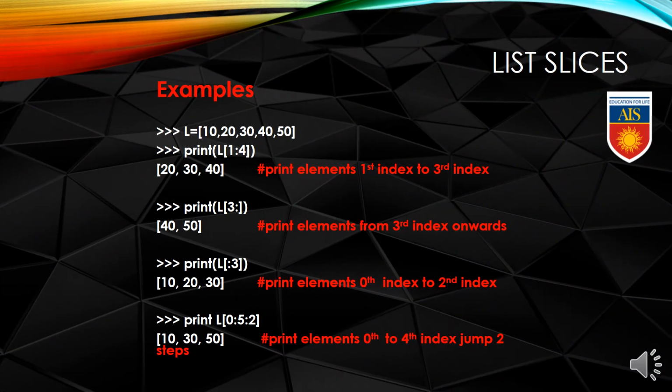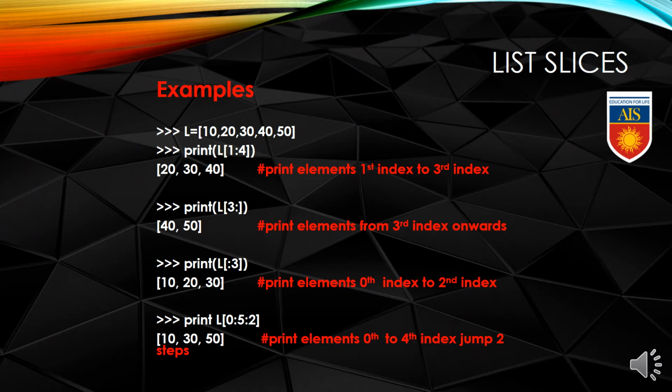Here are some examples of list slices. Example 1. L equal 10 20 30 40 and 50. Next print L 1 colon 4, and it will print 20 30 and 40. So what is the meaning of this? It will print the elements from the first index to the third index, because we have assigned the position value of the index 1 colon 4. That means we need to start from 1, because it is actually a range and our range is from 1 to 4.